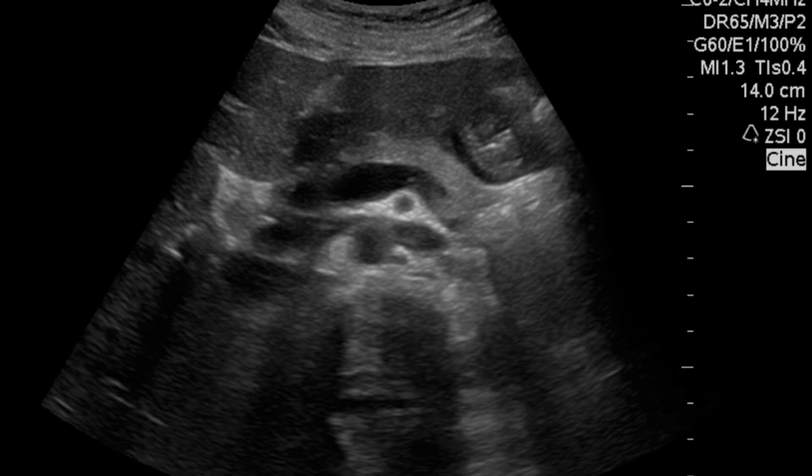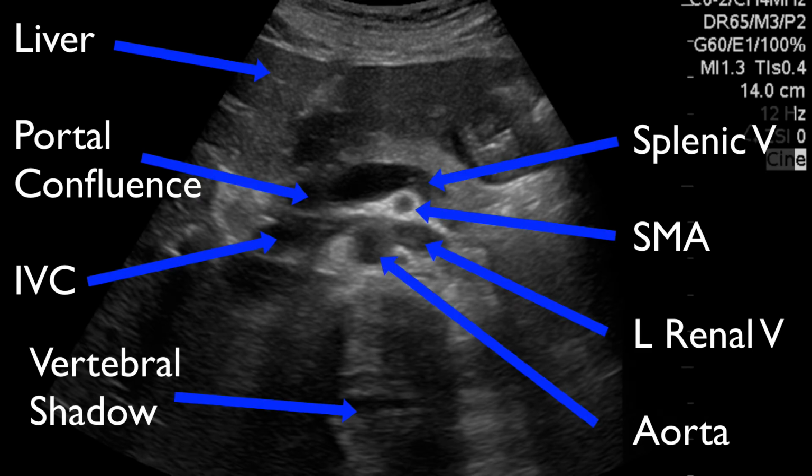Now in the still image, try to identify the anatomy, starting with the aorta and the SMA. Identify the splenic vein, which is usually anterior to the SMA, as well as the left renal vein and the IVC. You can see vertebral shadow, as well as the portal confluence in the liver.